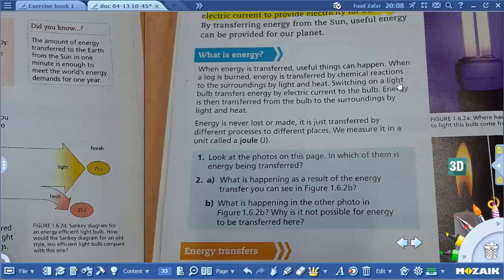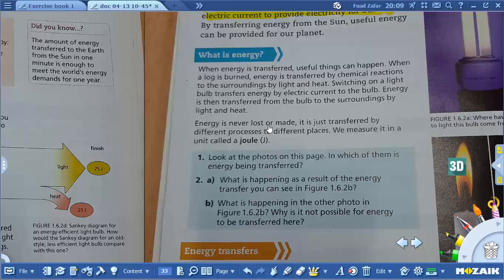Switching on a light bulb transfers energy by electrical current to the bulb. So when you switch on, electricity is being converted into light energy. Energy is transferred from the bulb to the surroundings by light and heat. So it will provide you light and heat.